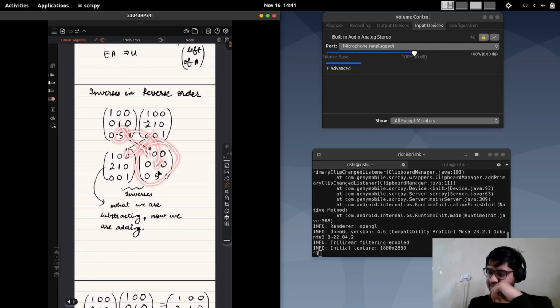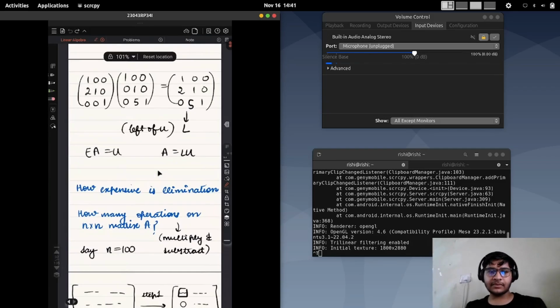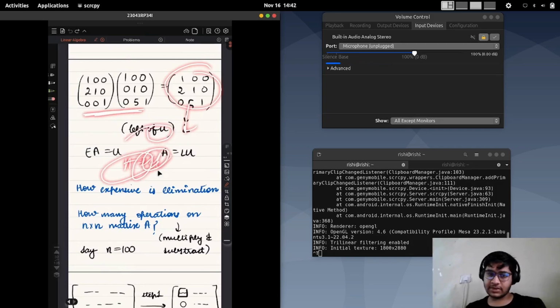So this is the inverse, this is the inverse, and we are inverting them in reverse order because of the stack example I gave. Simple. So what I was saying is, this is the multiplication which gives us the actual L. So A is LU, where L is at the left of U essentially.